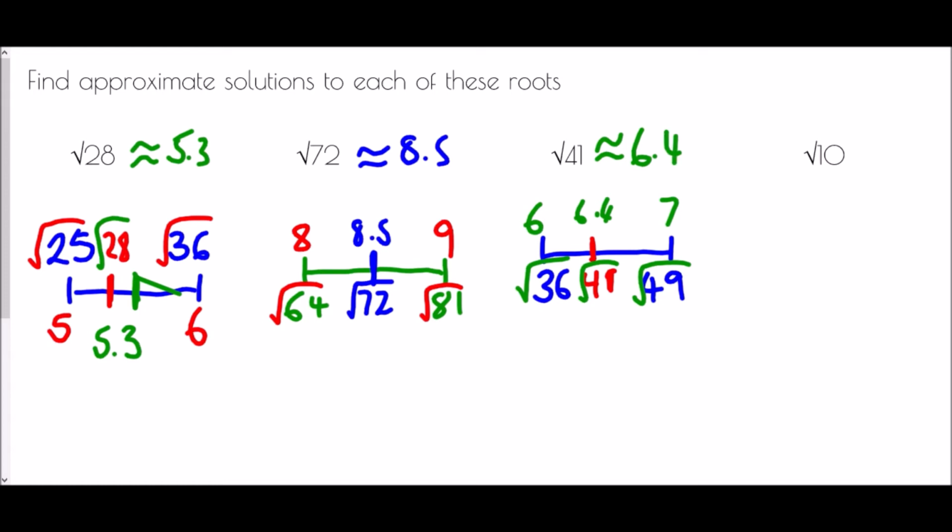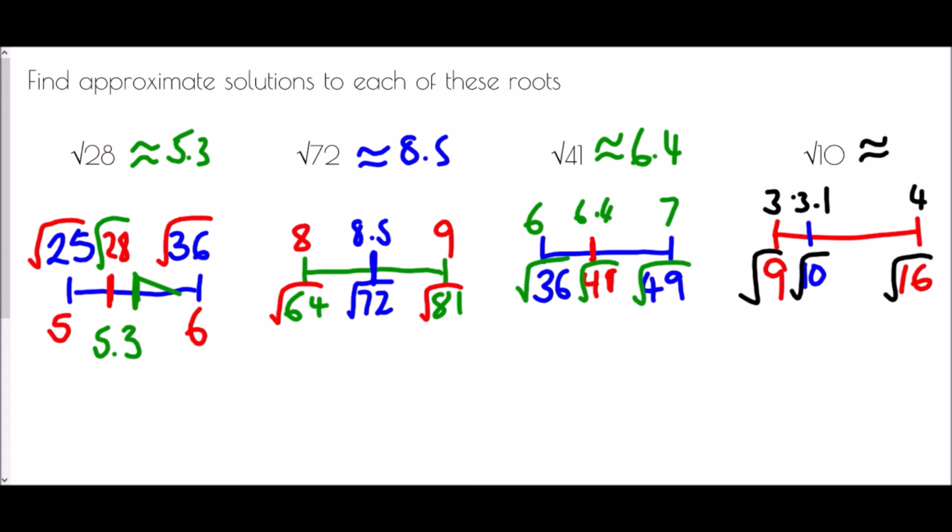And lastly, the root of 10. Which square numbers are close to 10? Well, we have 9 and we have 16. And if we think about our number line, well, the number 10 is much closer to 9 than it is 16. And therefore, when we think about the square roots, the square root of 9 is 3, the square root of 16 is 4, and so the square root of 10 is going to be much closer to 3 than it is 4. And so it would be somewhere like 3.1.